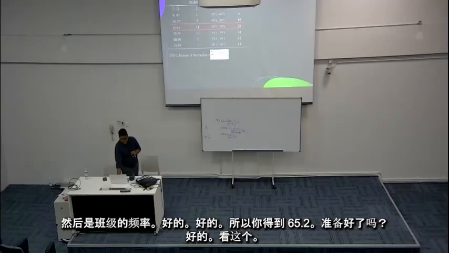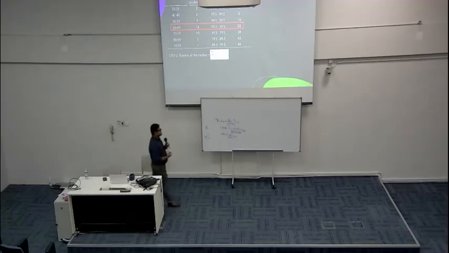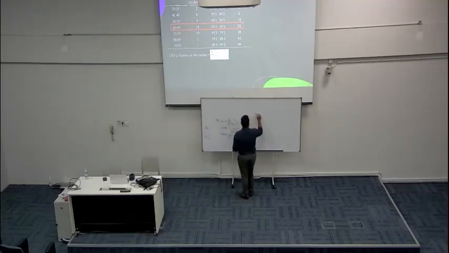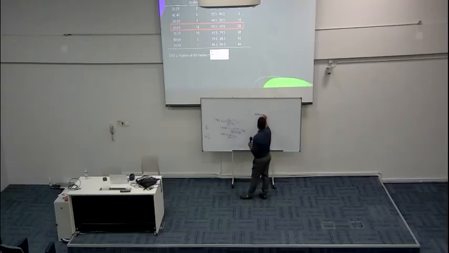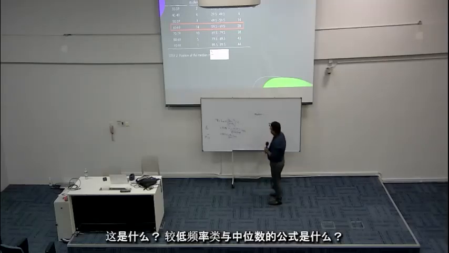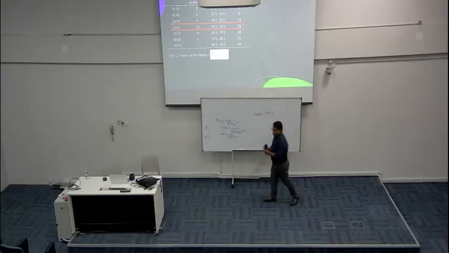So, okay, see this one. What is this? Lower class boundary plus, what is the formula for the median class?